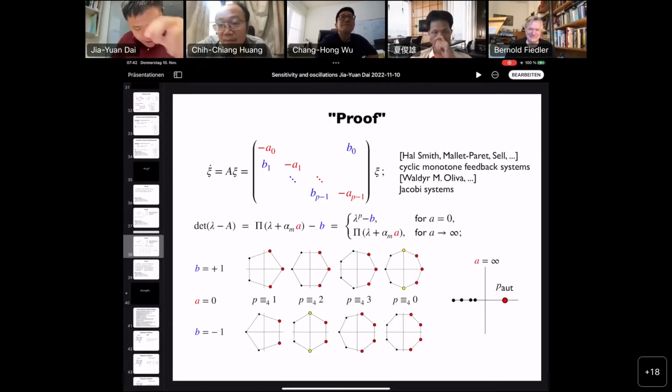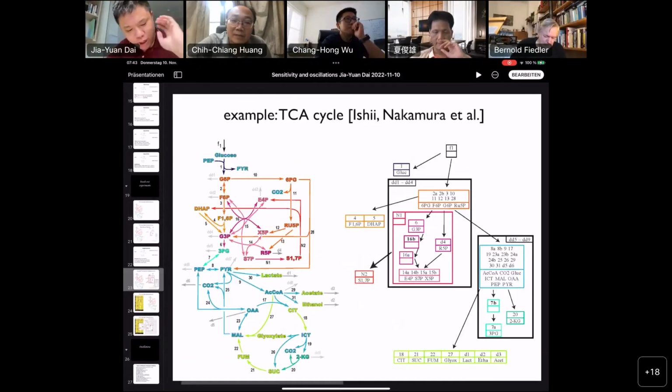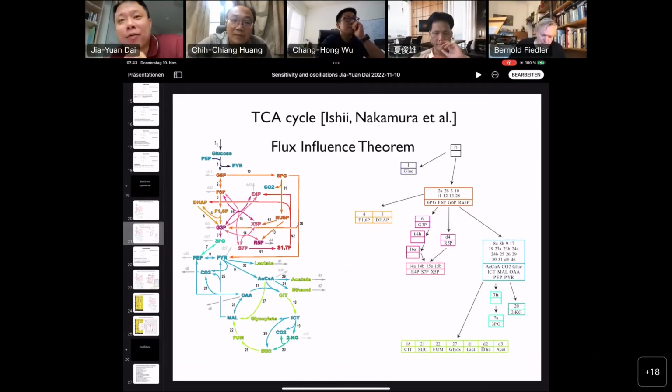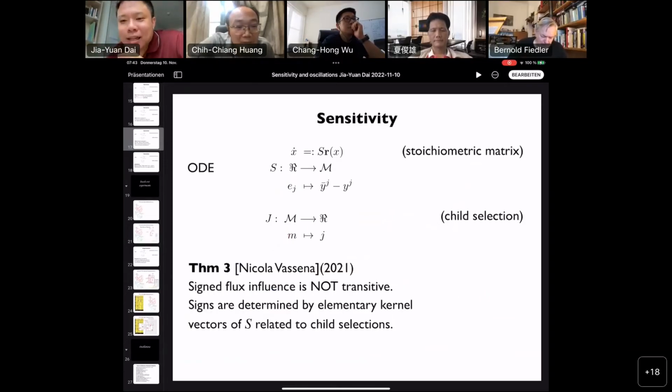Maybe now I have one. So you have a sensitivity for the what? You have a sensitivity, but you don't have a sensitivity for sine flux influence, right? You have the last theorem for Nicola. Sine flux influence is not sensitive, but still, I think the sensitivity of sine flux influence is still very intuitive. I am suspecting maybe this is a non-generic phenomenon. Maybe for generic reactions, this is still sensitive. Is that true?